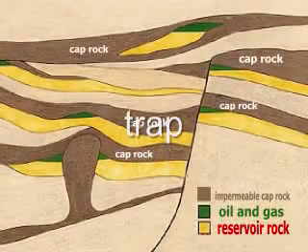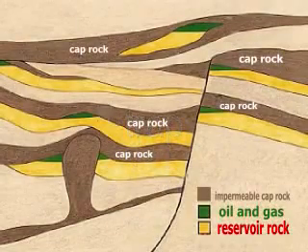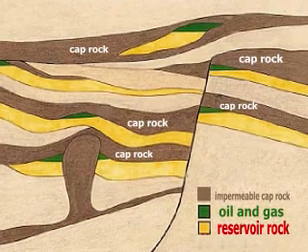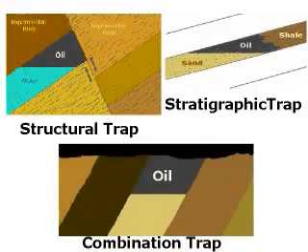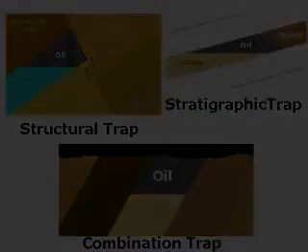A trap must be made of impermeable rock. It must be above, and then all around the oil. It must keep the oil from migrating. There are 3 types of traps we're going to discuss: structural, stratigraphic, and a combination of structural and stratigraphic.